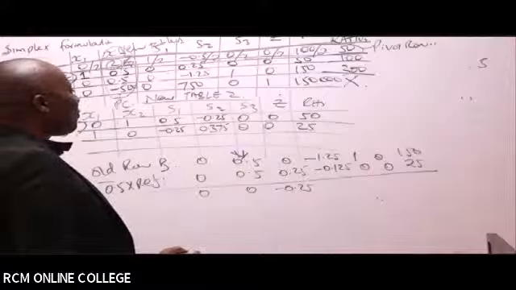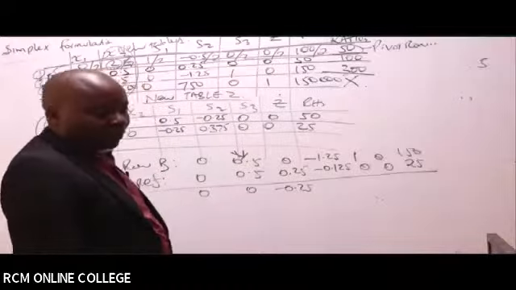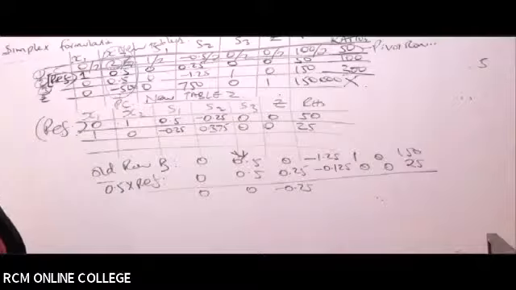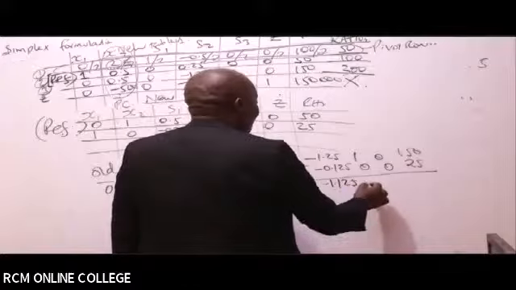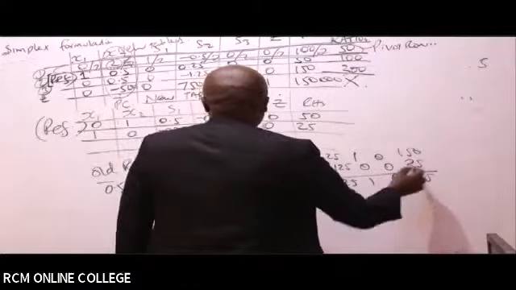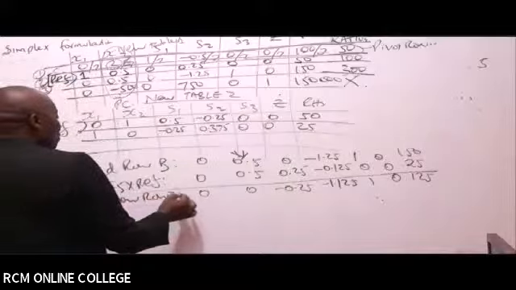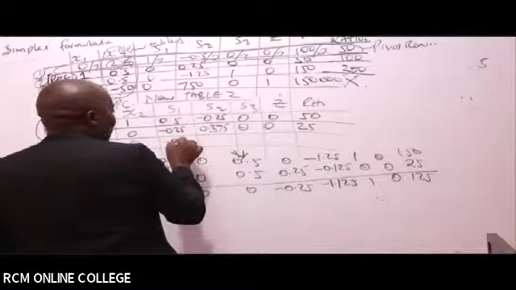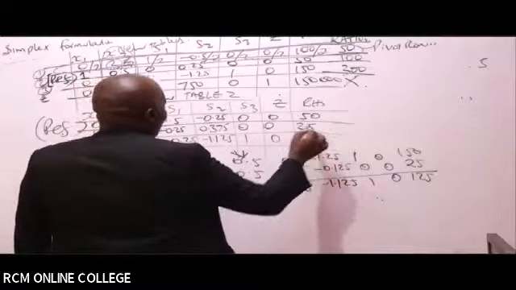So minus 1.25 minus that number gives me what figure? Minus 1.125, right? Thank you so much. 1, 0, 125. So this is what I write here as my new row 3. So my new row 3 will be 0, 0, 0, 0. Then we have minus 0.25, minus 1.125, 1, 0, 125.